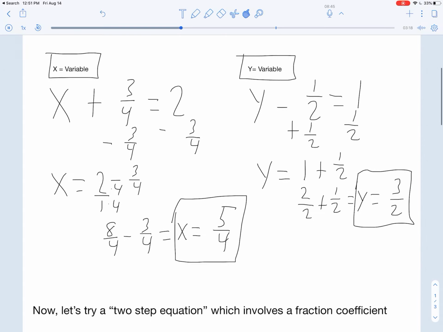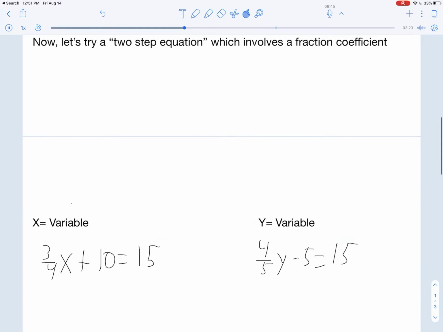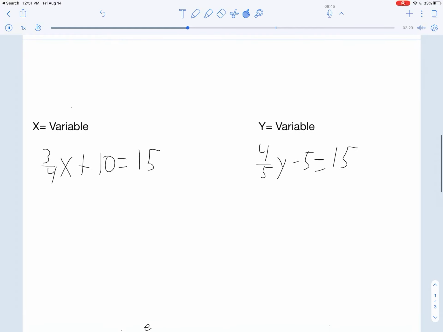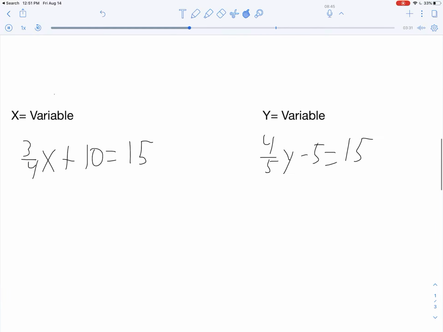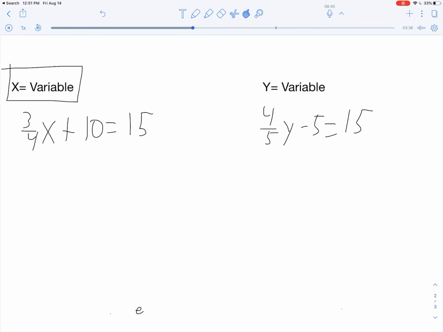Awesome. Now let's try a two-step equation which involves a fraction coefficient. This is where we are going to be using, when we must divide a fraction, do this very simple action: flip what you're dividing by, then it's easy to multiply. We are now going to put that to use. So, in the first question, we have 3/4 x plus 10 is equal to 15. We note that x is our variable. So the first thing we want to do is get 10 to the right side, so x is by itself. Subtract both sides by 10. And then we get 3/4 x is equal to 5.